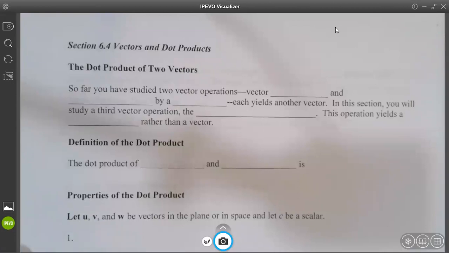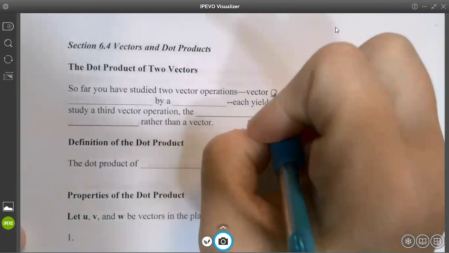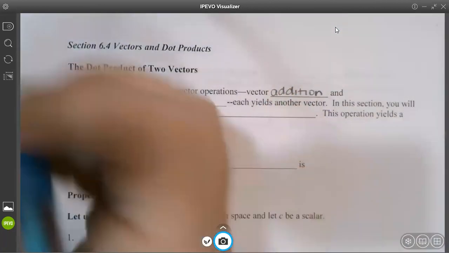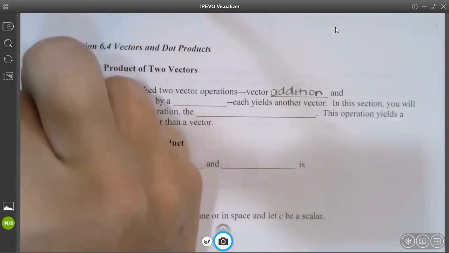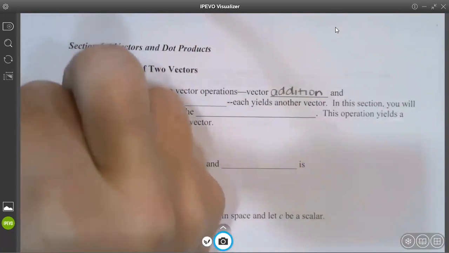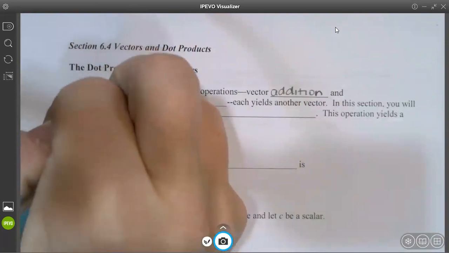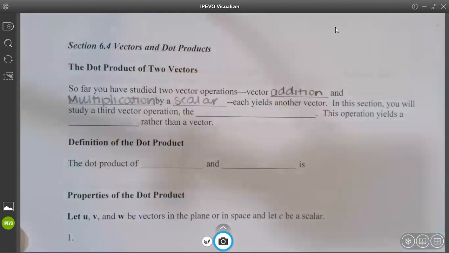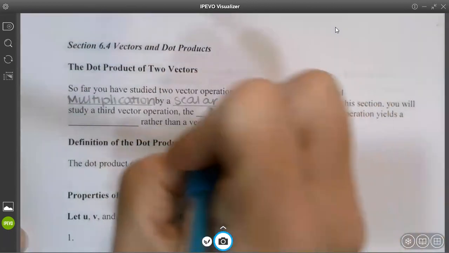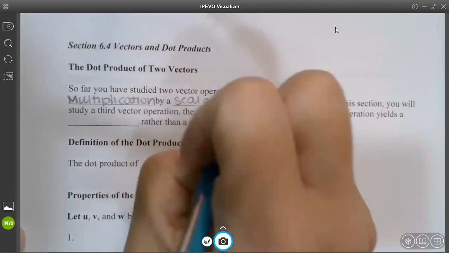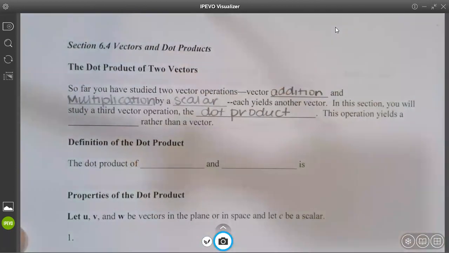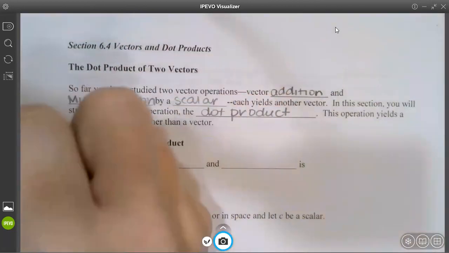So far, you've studied two vector operations, vector addition and multiplication by a scalar. Each yields another vector. In this section, you will study a third vector operation, the dot product. This operation yields a scalar rather than a vector.